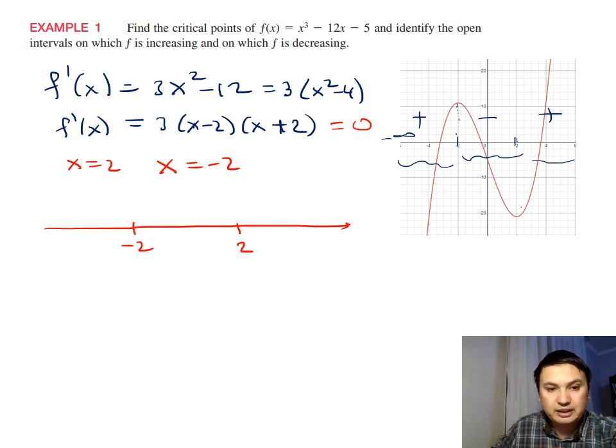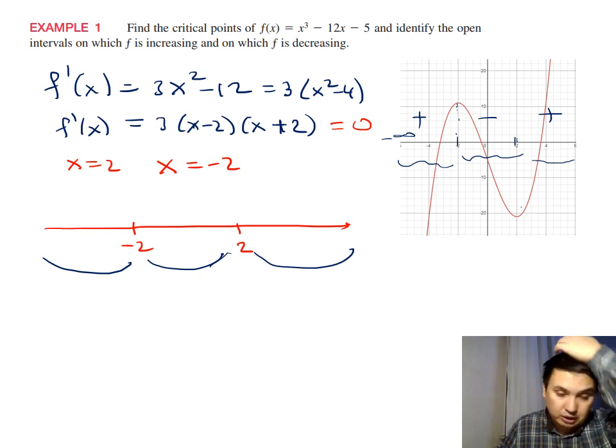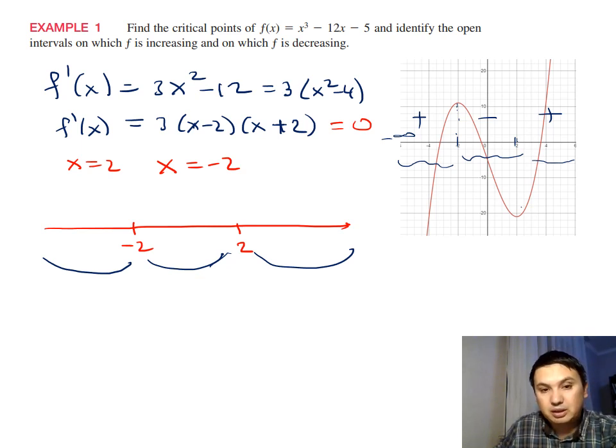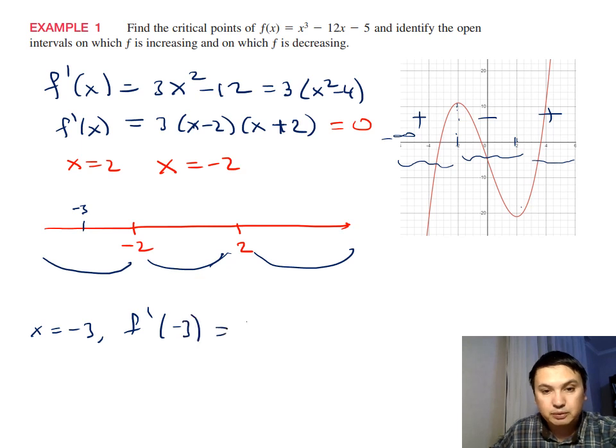So basically it suggests that I have one type of behavior here, another type of behavior here, and yet another type of behavior here. So I need to decide. What do I know about when x is less than minus 2? For example, I can pick minus 3 here, right? If you let x equal to minus 3 and substitute, what is your derivative? This is going to be 3 times (minus 3 minus 2) times (minus 3 plus 2). So this is positive, negative, negative, so this is going to be positive, right?